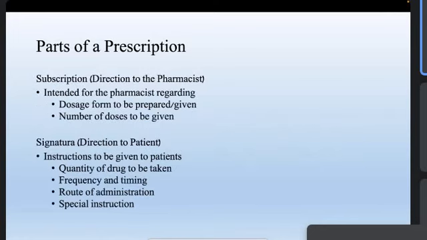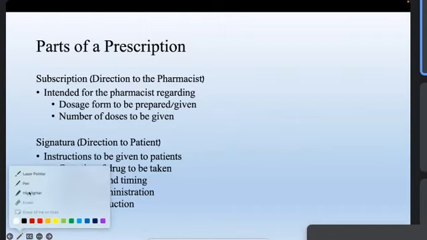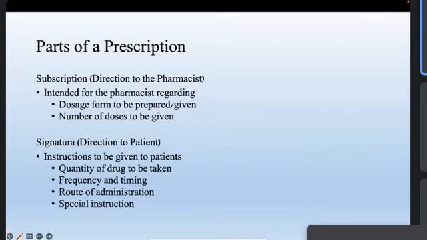Okay. So next one is a subscription, which is a direction to the pharmacist. This is also not very prevalent now. It is the dosage form which is to be prepared, and the number of doses to be given. So this number of doses to be given can also be in the direction to patient, but it can come either way. It can also be in the subscription or in the signature.